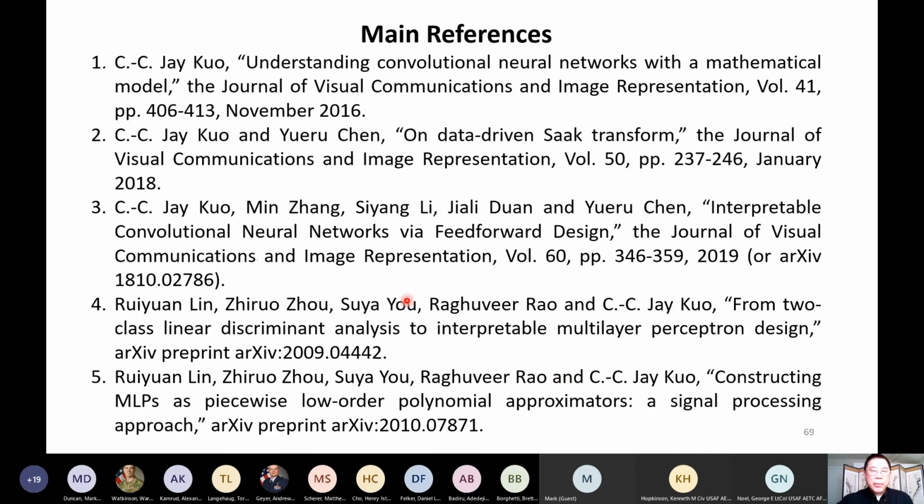This is the last slide, so there are several references. This is about the sign confusion problem. This is about the Saab transform. And this has the Saab transform and the interpretable CNN. And this is the beginning of the talk, two-class LDA to the interpretable multi-layer design. And there is another paper, constructing MLP as a piecewise lowered polynomial response.